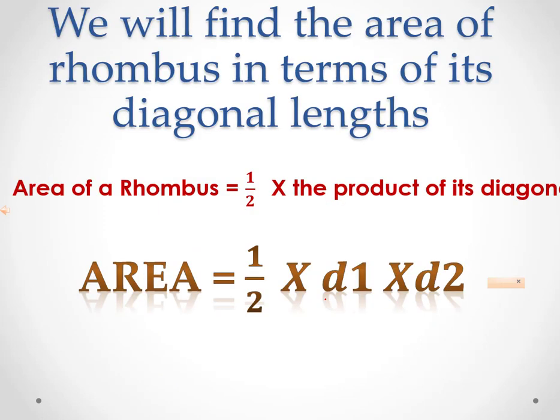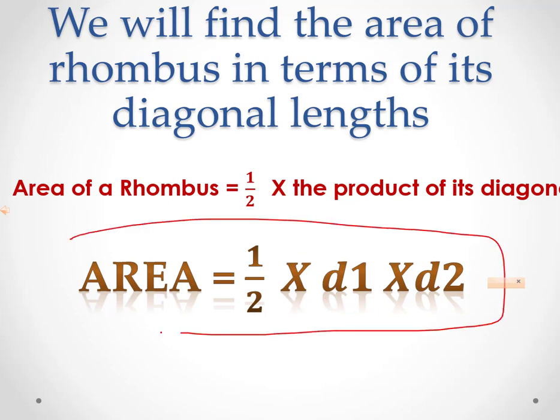Let's see the second rule for finding the area of a rhombus. Area of a rhombus equals half times the product of its diagonals, or area of rhombus equals half by diagonal 1 by diagonal 2. We write here diagonal 1 and diagonal 2 because the 2 diagonals in the rhombus are different in length. They are not equal.